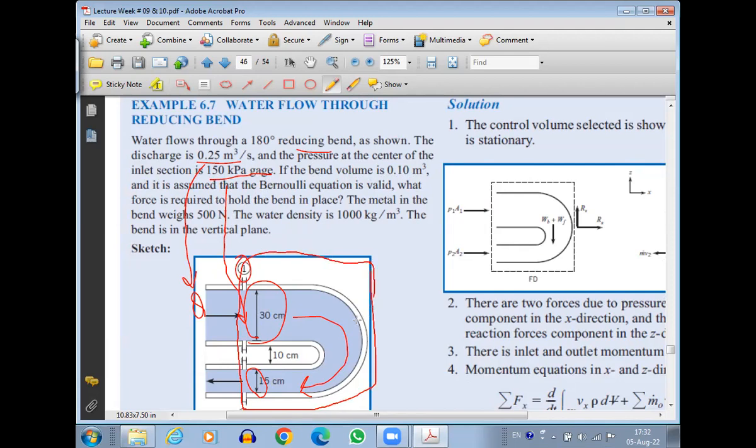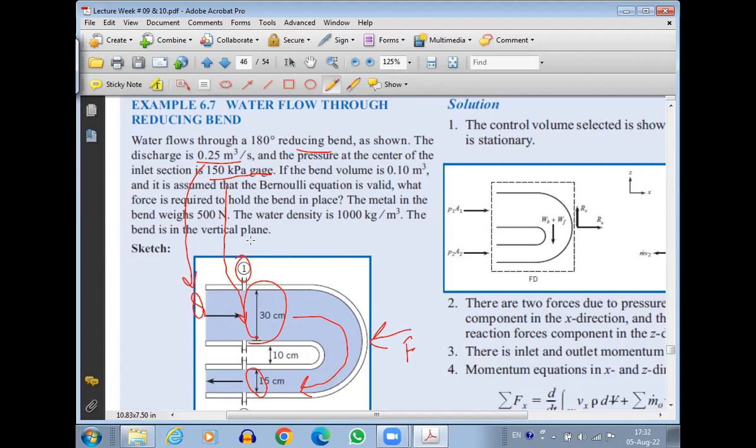This is the bend. The bend volume is 0.1 meter cube, so the volume is given, and it is assumed that Bernoulli's equation is valid. What force is required to hold the bend in place? Obviously, because of the fluid motion, there will be some force needed to hold the bend in place. Otherwise, the bend will move this way.